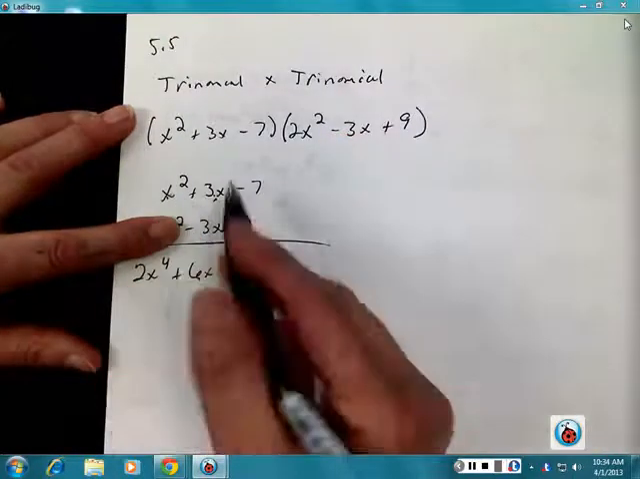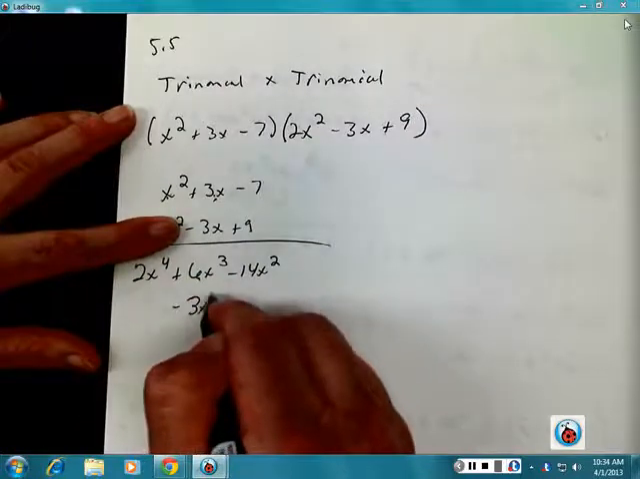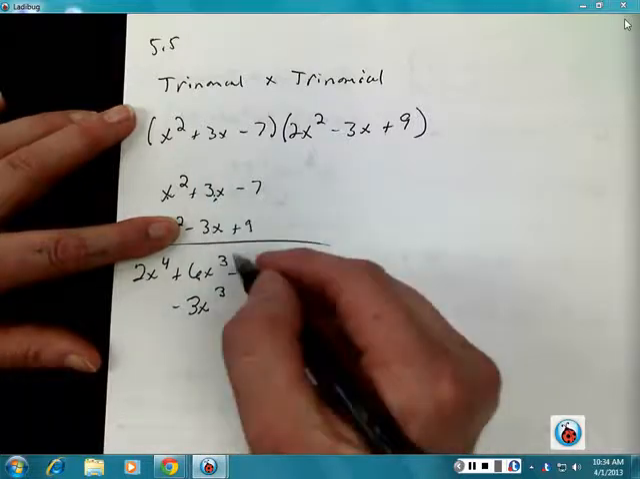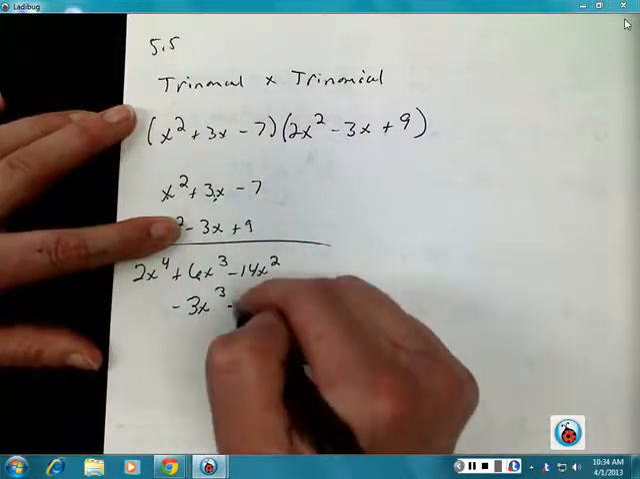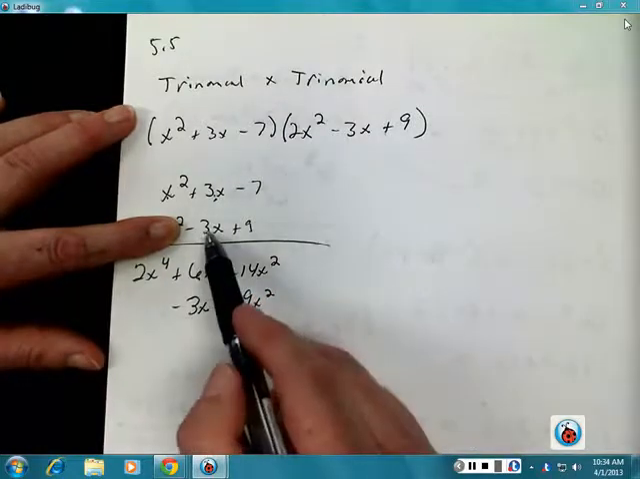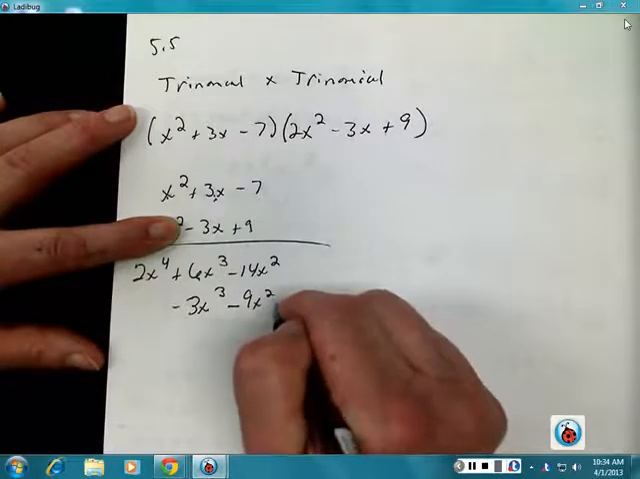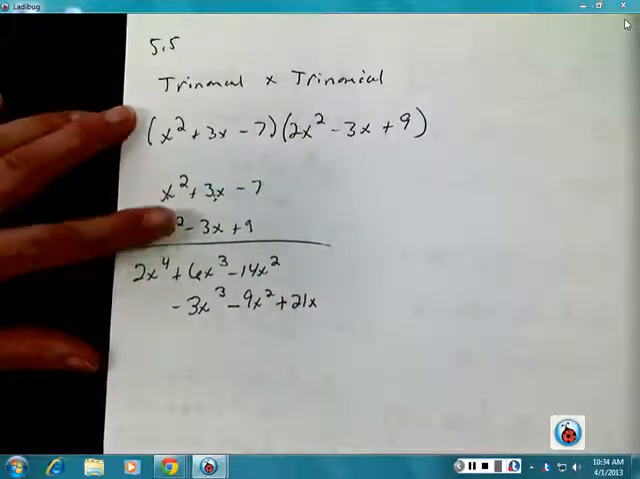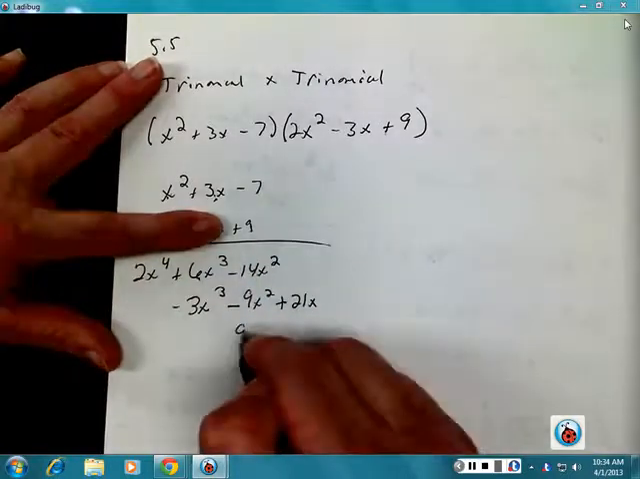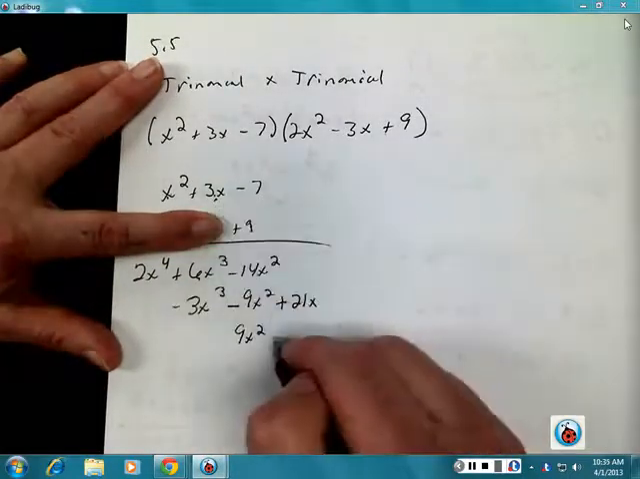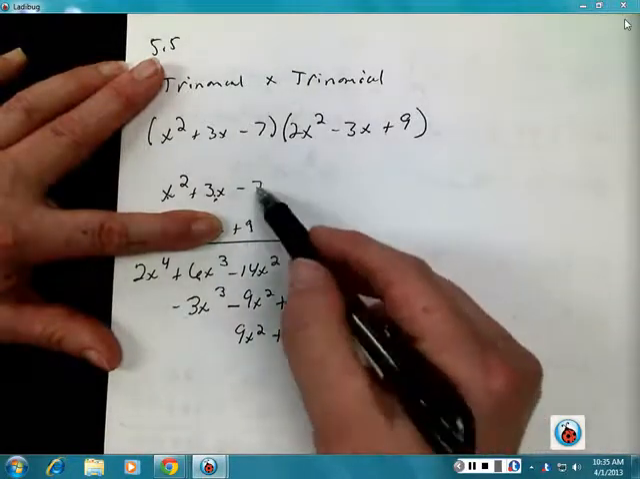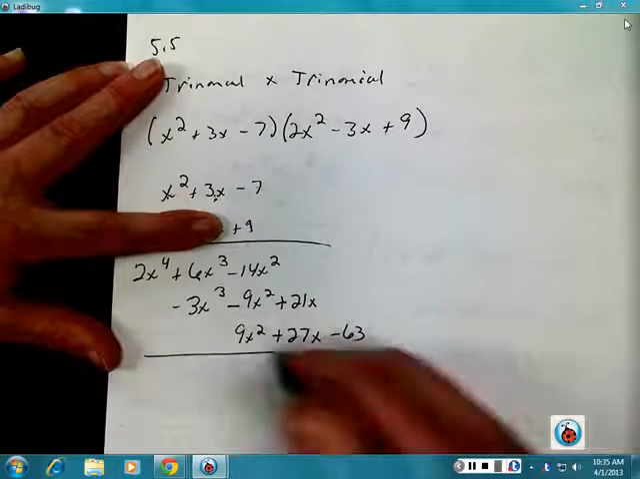Negative 3x times x is a negative 3x cubed. Lining it underneath where it belongs. Negative 3 times a positive 3 is a negative 9x squared. Negative 3x times a negative 7 is a positive 21x. And then finally go to the 9. 9 times x squared is 9x squared. 9 times 3 is a positive 27x. And finally, 9 times a negative 7 is negative 63.